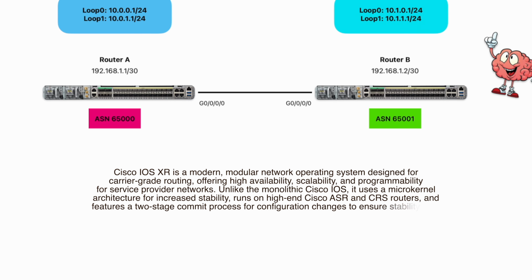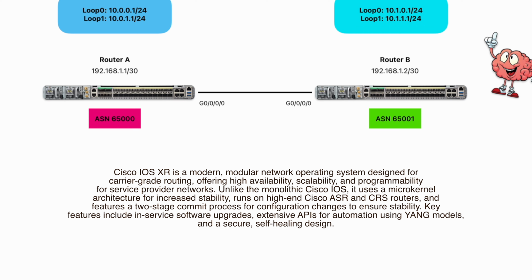All right, so Cisco IOS XR is a modern, modular network operating system designed for carrier-grade routing, offering high availability, scalability, and programmability for service provider networks. Unlike the monolithic Cisco IOS, it uses a microkernel architecture for increased stability, runs on high-end Cisco ASR and CRS routers, and features a two-stage commit process for configuration changes to ensure stability. Key features include in-service software upgrades, extensive APIs for automation using YANG models, and a secure, self-healing design.